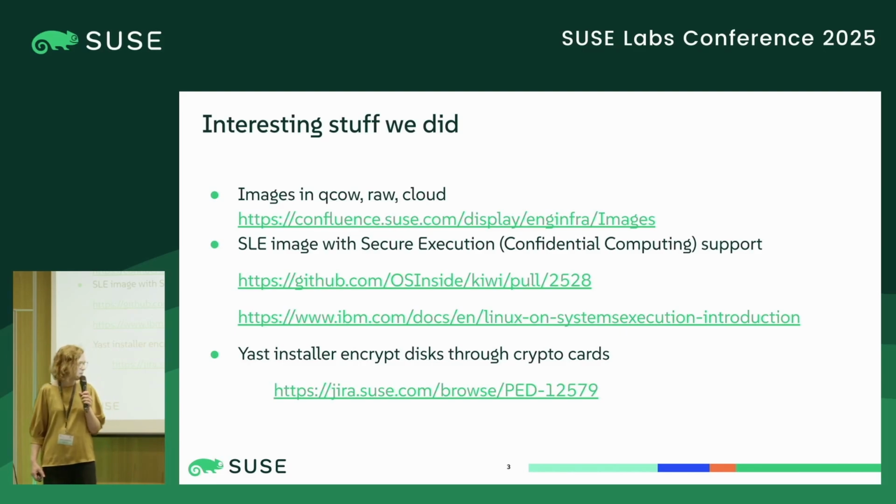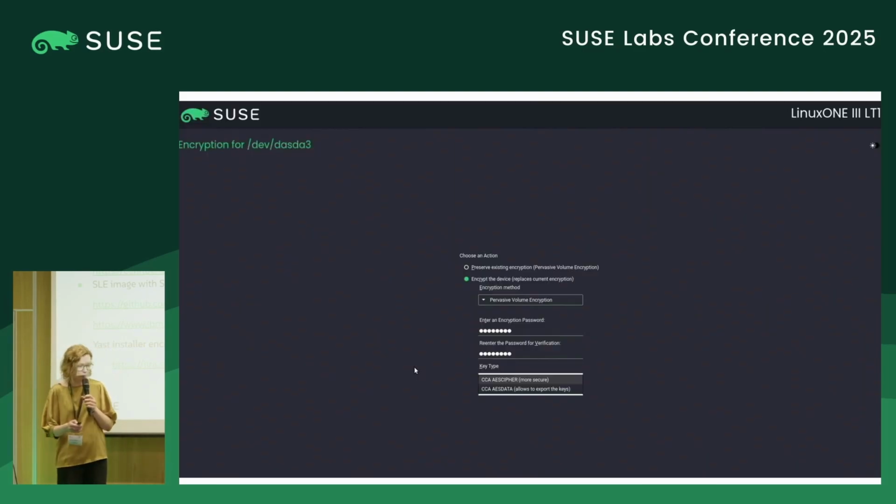The next pretty thing we did this year was improvement of the Yast installer. So S390s have cryptographic cards and they can be used for, well, you can communicate with SSH through the crypto card to make it faster or more safe, let's say. So we can also encrypt our disk through it. And it looks like this.